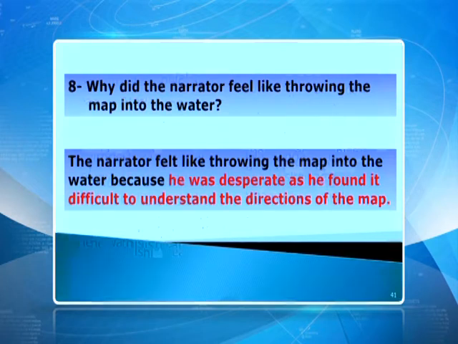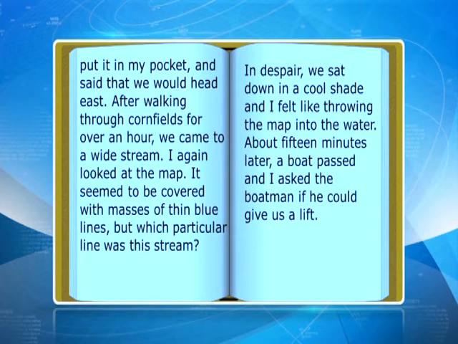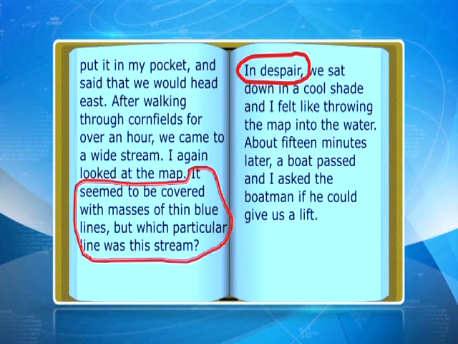Again, we have to justify our answer by going back to the text. The word "despair," which is a noun from desperate, means he lost hope. He lost hope of understanding the map, as it is clear here. "It seemed to be covered with masses of thin blue lines. But which particular line was this stream?"